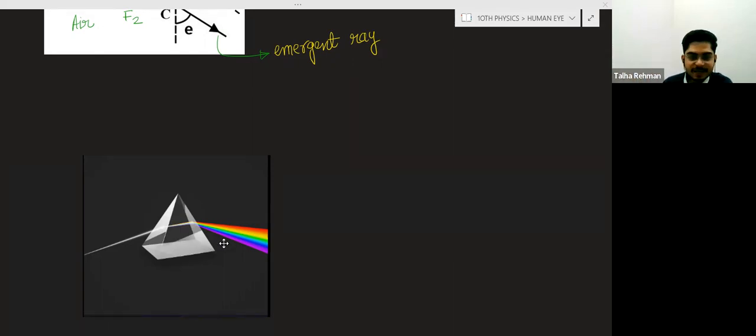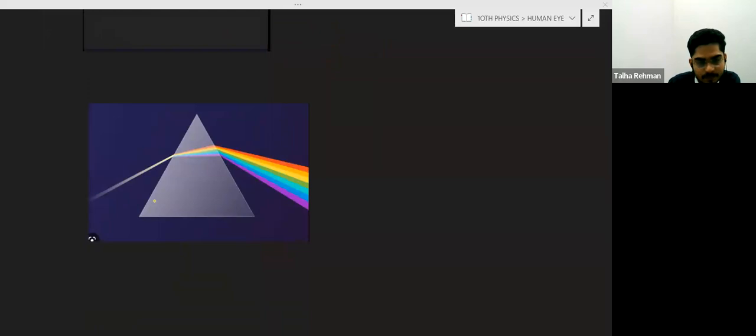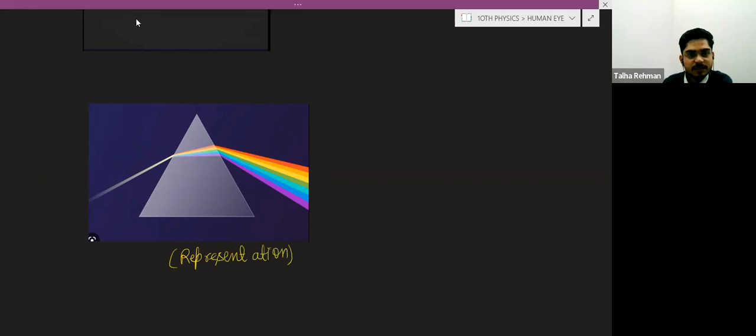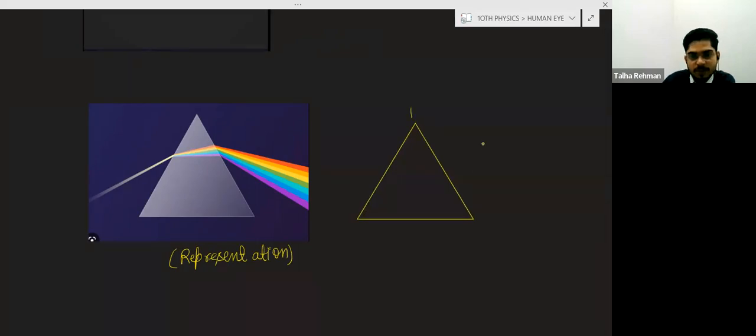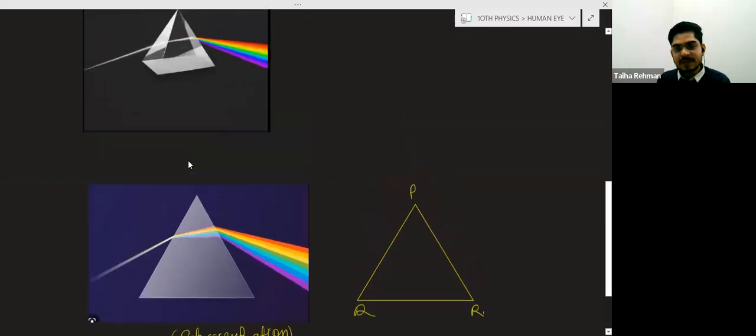So how do we represent the glass prism? On copy or on paper, we represent the glass prism like a triangle. Suppose this is PQR. On copy, we will represent the glass prism like this. This is a glass prism.